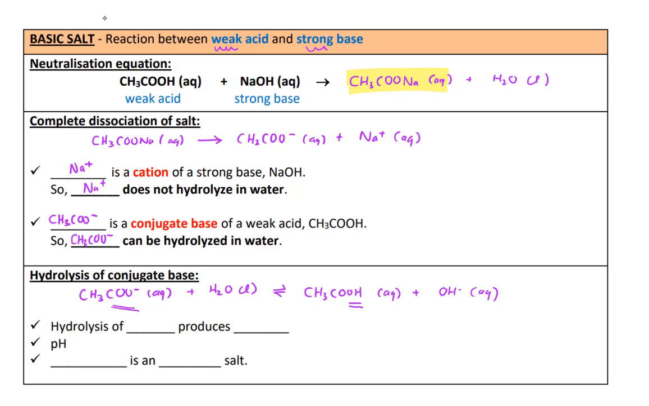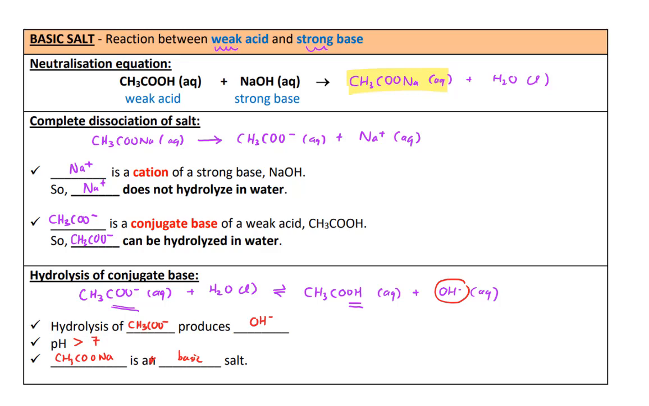So in this hydrolysis equation, you can see that there is OH negative on the product side. Therefore, we know that this should be a basic solution. So make your conclusion. Hydrolysis of the conjugate base CH3COO negative produces OH minus. Therefore, the pH value is supposed to be greater than 7. And we can say that CH3COONa, sodium ethanoate salt, is a basic salt.